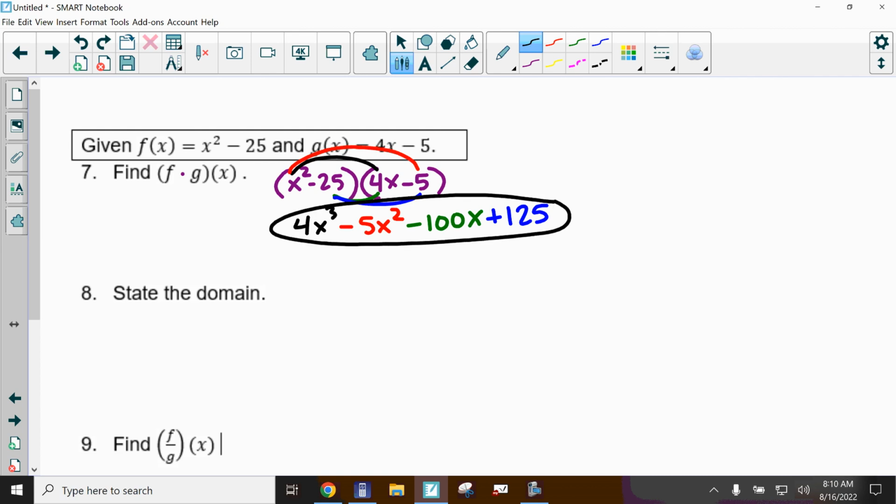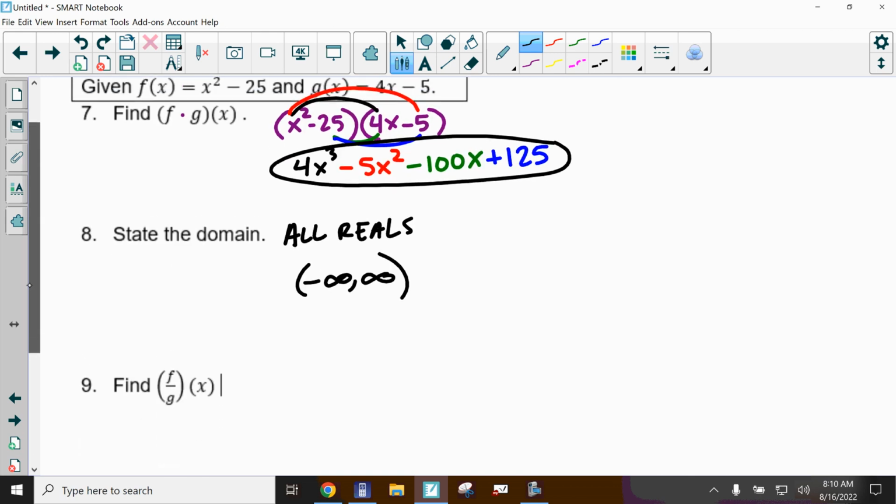Now we work out this. State the domain, there's no fractions and there's no radicals, so this is going to be all reals. And like I said a few times already, if you want to get fancy with it, interval notation, that's the math way of writing it, with negative infinity to infinity. Okay, next question says find f over g of x.